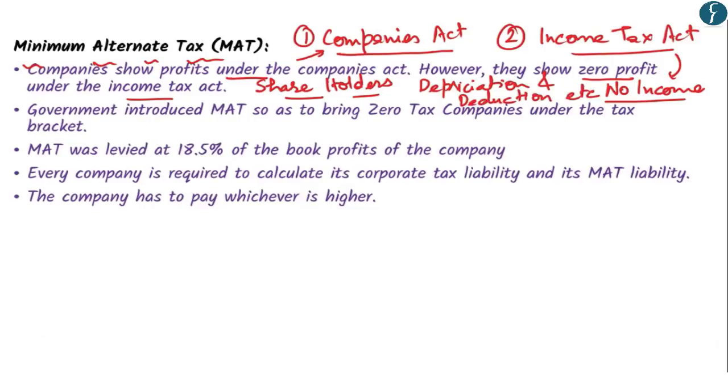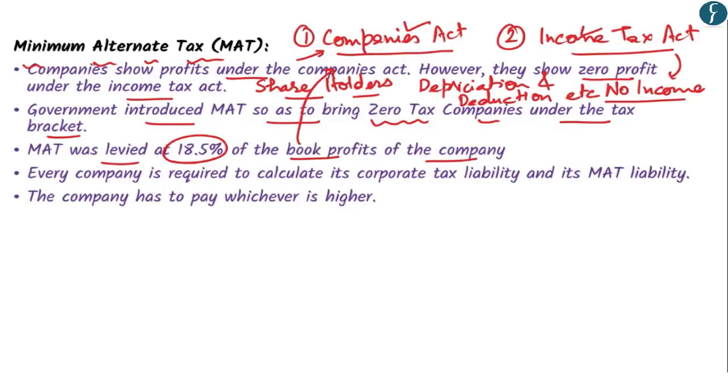In order to fight this behavior of the companies, the government introduced the MAT so as to bring zero tax companies under the tax bracket. The MAT was levied at 18.5% of the book profits of the company, which is basically reflected under the Companies Act. Every company is now expected to calculate its liability under the Companies Act as well as the Income Tax Act. And according to the provisions of MAT, the company has to pay whichever is higher of the two.